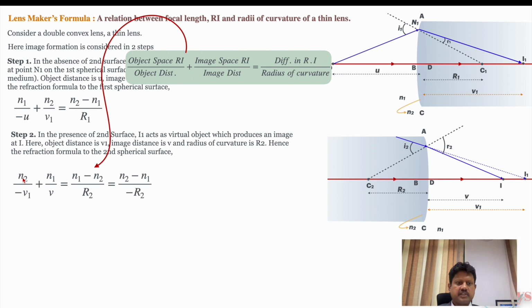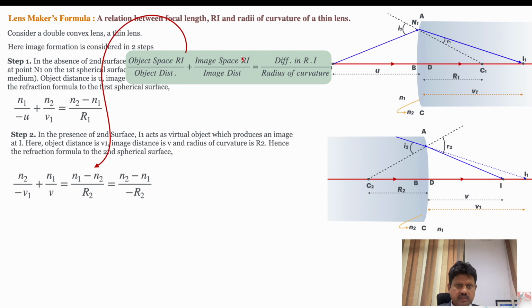So N2 is the refractive index of the object medium, object space refractive index divided by object distance, that is V1. So negative sign is with the general expression actually. So then plus image space refractive index. Where is image formed now? I is the final image, which is in the air medium, that is in the presence of the second surface. So N1 is the refractive index of this surrounding medium. So then final image distance is V.